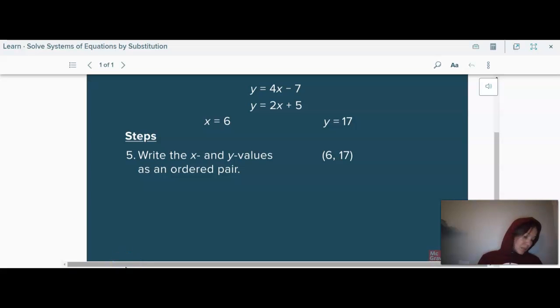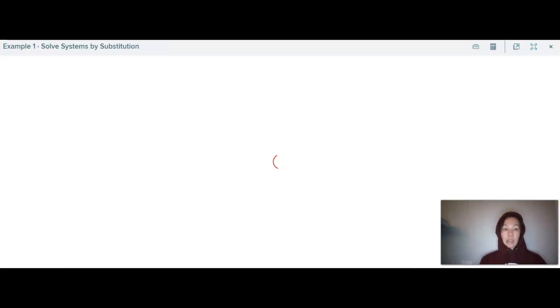Alright, so these steps are also written out for you guys on pages 341 and 342, so you didn't have to write all this down. So 341, 342, you'll see the steps for this video. But if you get stuck on any problems that you're working on, go back and look at the steps and see what step you're on and go back to that step. So let's look at some examples together.